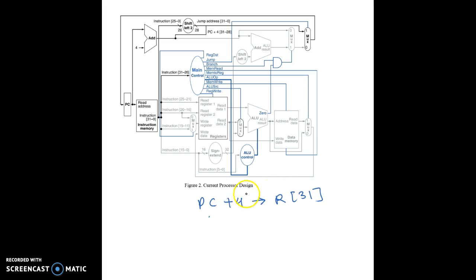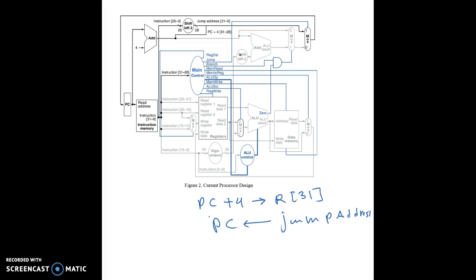So again, we need to assign PC plus 4 to register 31 and also change PC to the jump address specified by the jump field. So as we can see from the graph, there's no connection between PC and the wire connecting to write data. Thus, we need to establish this connection.